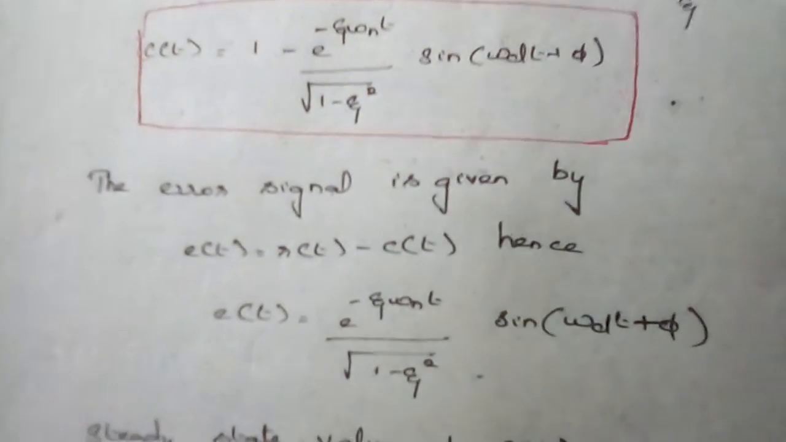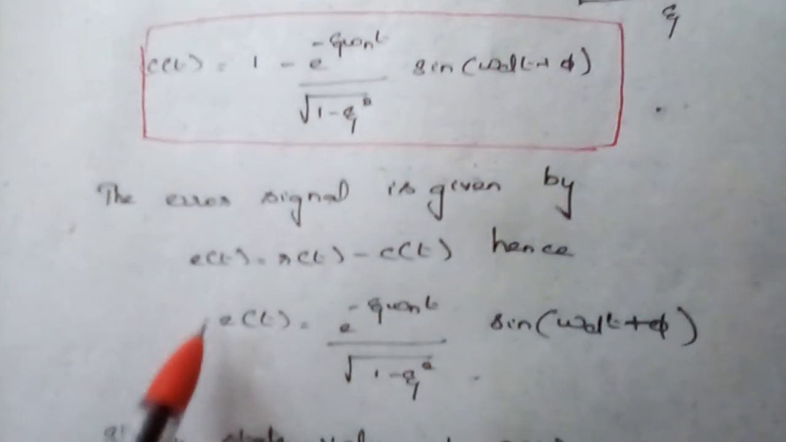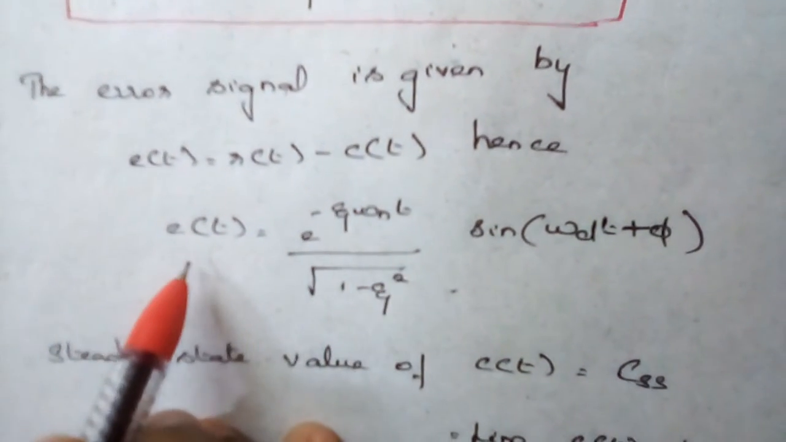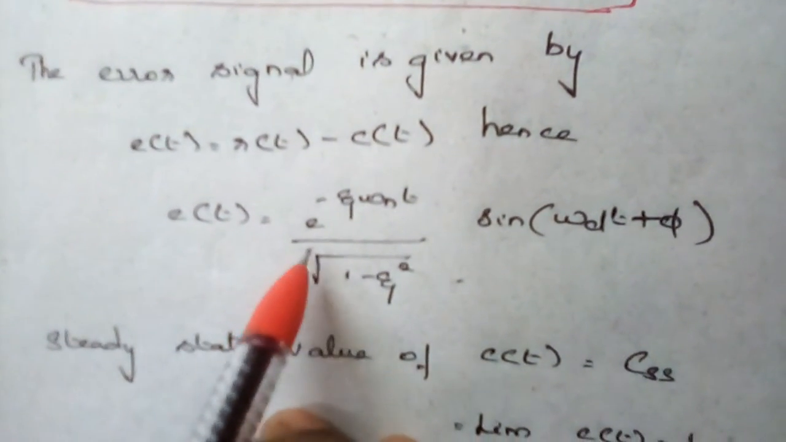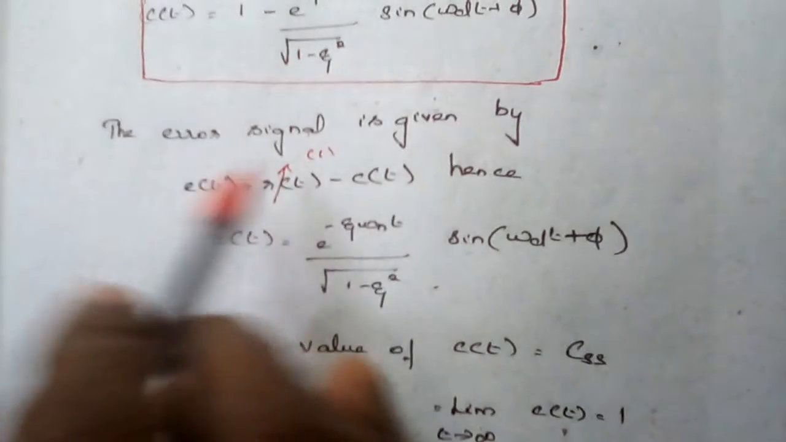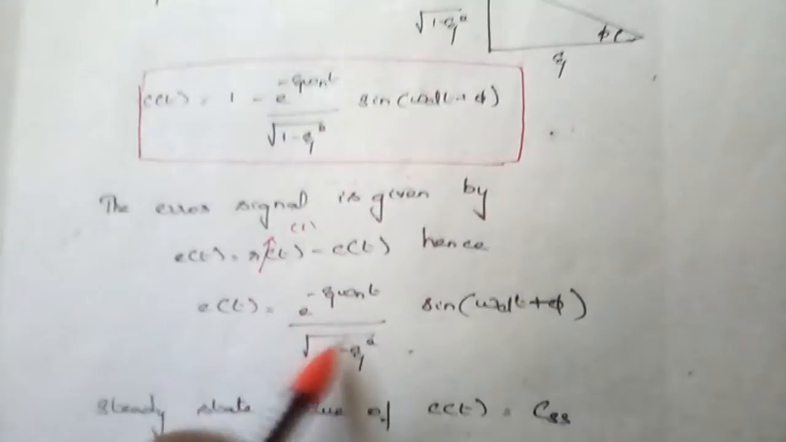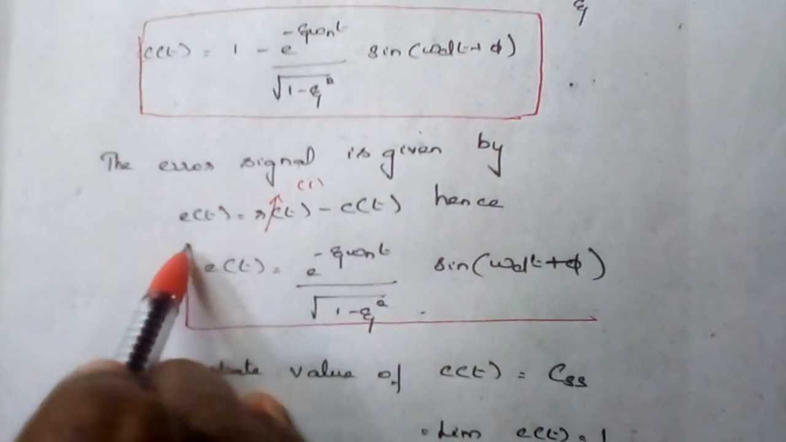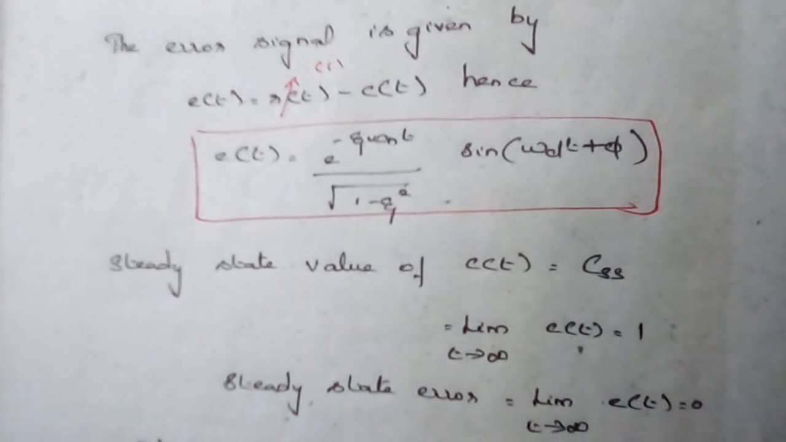Finally, the error signal I get as e of t, which is equal to r of t minus c of t, which is nothing but e power minus zeta omega n t by root of 1 minus zeta square sin of omega d t plus phi. Since r of t is 1, this is already taken, right? So this one and this one will get cancelled, 1 minus 1, which is nothing but 0. So we get the error signal expression with respect to this second order system.